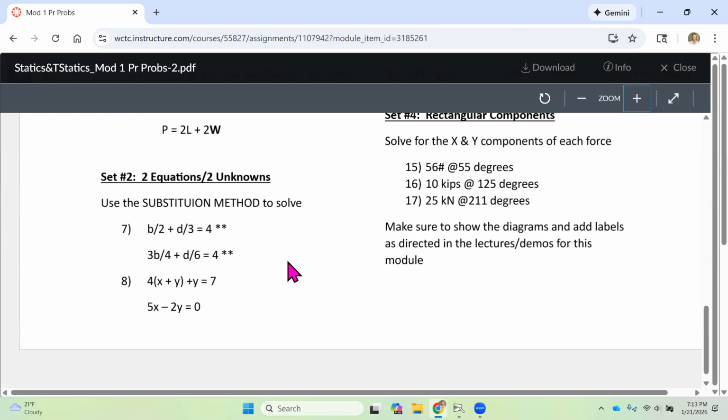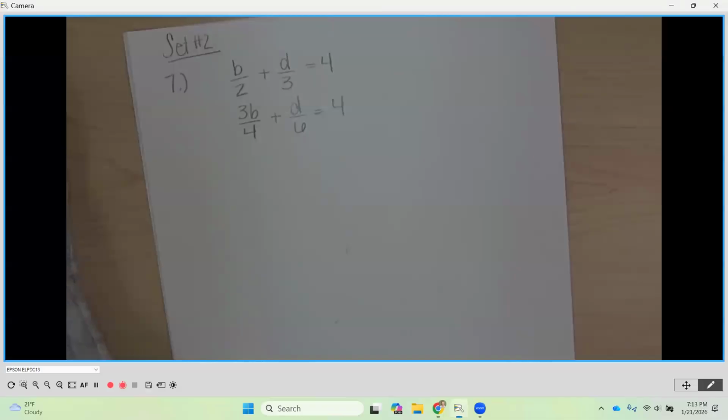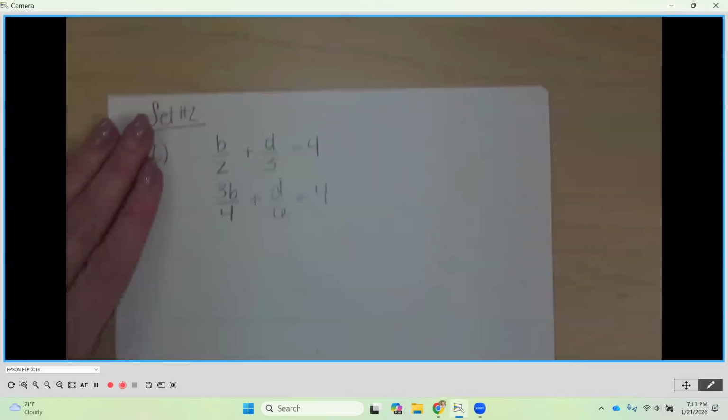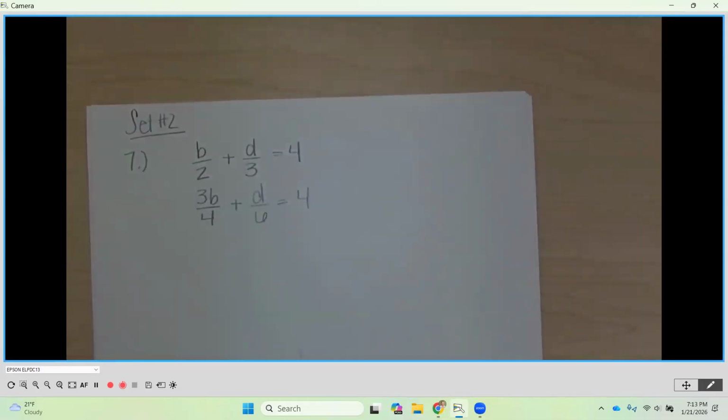I'm going to first write my two equations. So this is going to be b divided by 2 plus d divided by 3 is equal to 4. That's going to be my number 1, if you would. Then I have 3b over 4 plus d over 6 is equal to 4. So these are my two equations in their up-down format.